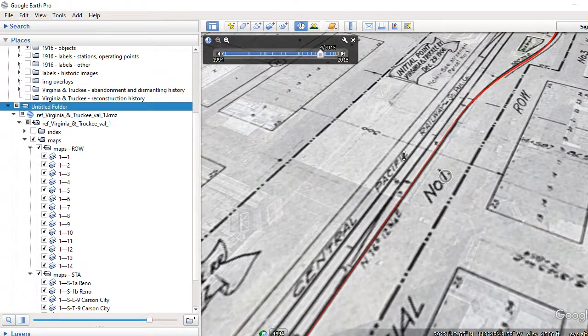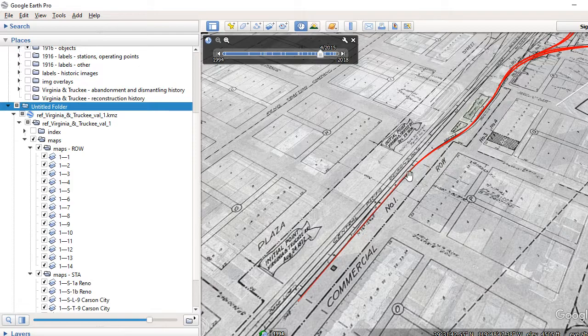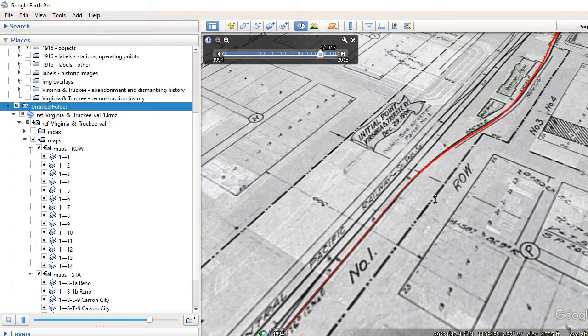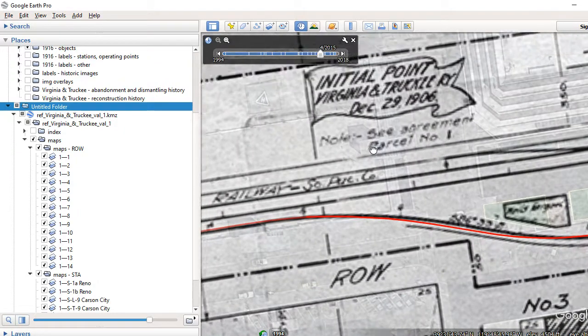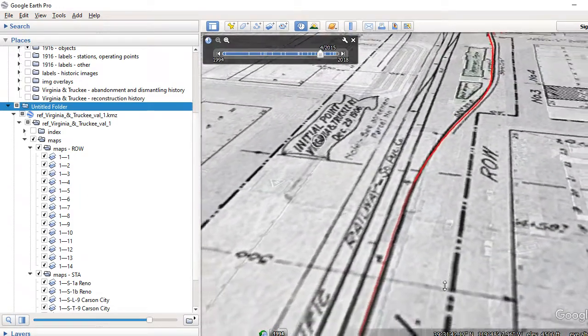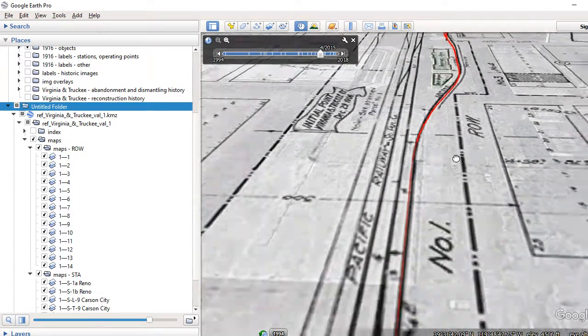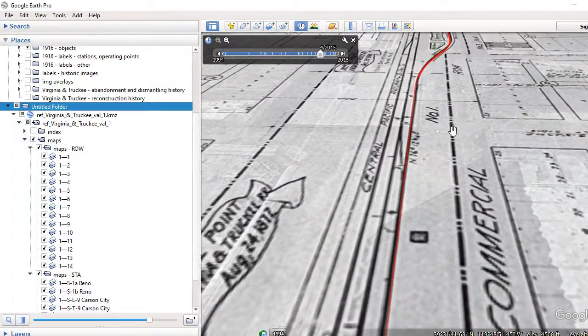However, in 1906 or thereabouts, Virginia and Truckee sold a piece of railroad to Southern Pacific, Central Pacific, and they used it for a siding, I believe, or something. So after that time, the railroad began here. However, this is important. They did not restation the railroad or recalculate the mileposts. So 0 is still here. It's just on somebody else's property after that date.